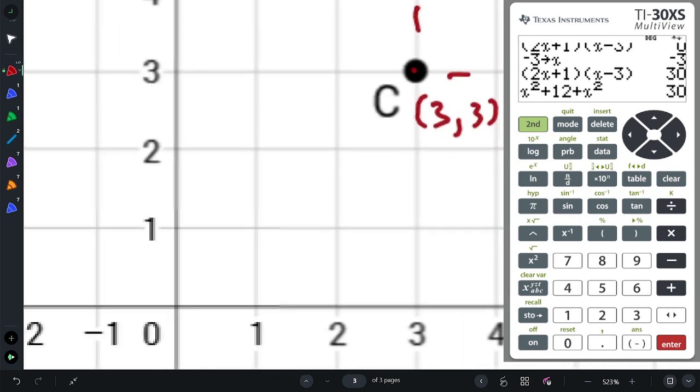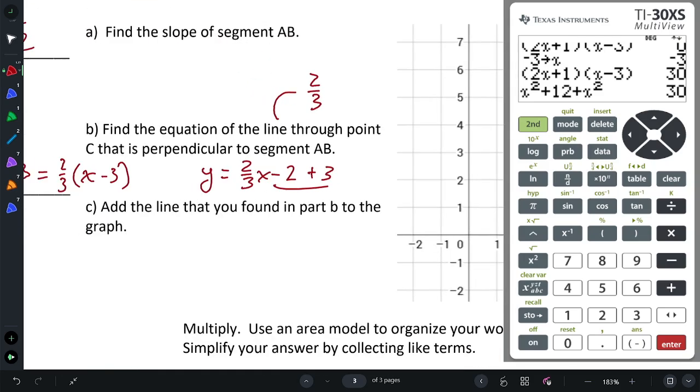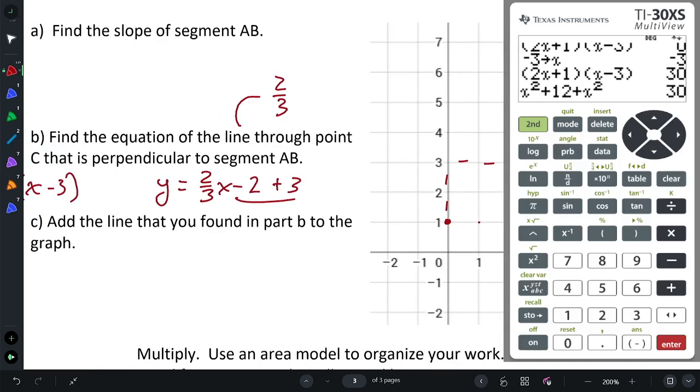And I can confirm that by going, let's see, the slope was positive 2/3. So if I was to go down 2 and back 1, 2, 3, I can see, yeah, I would hit this, right? So this is the y-intercept, and you can see from here I can go up 2, over 1, 2, 3. Yeah, that's perfect. So that is the equation of a line that's perpendicular to AB, and it would go through C.